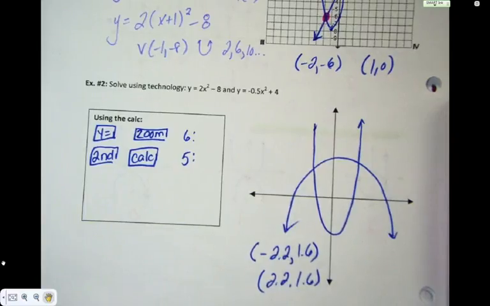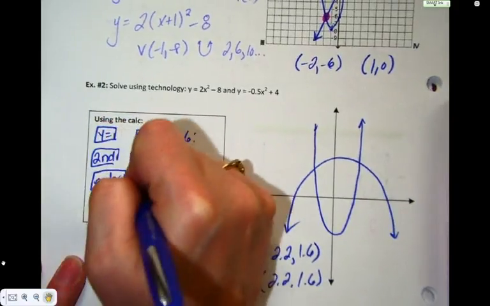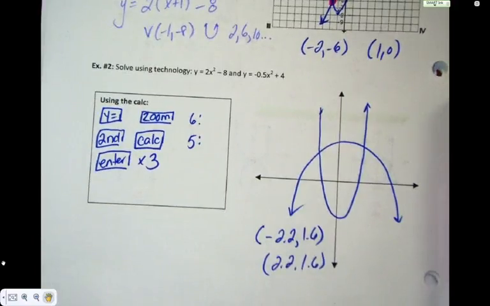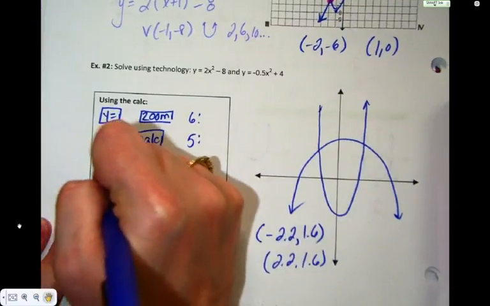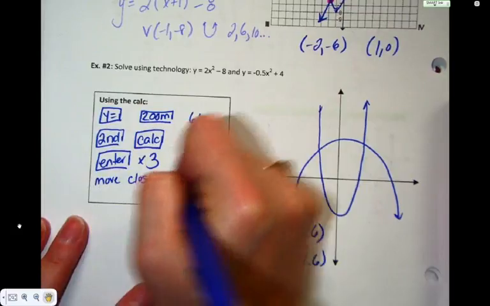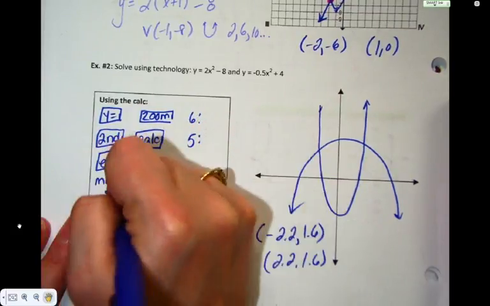What did we have to do to actually get the intersection points? So enter times 3, and that will give you one of them. But what did we need to do if there was a second? Just move closer to the other one, if necessary, and repeat.